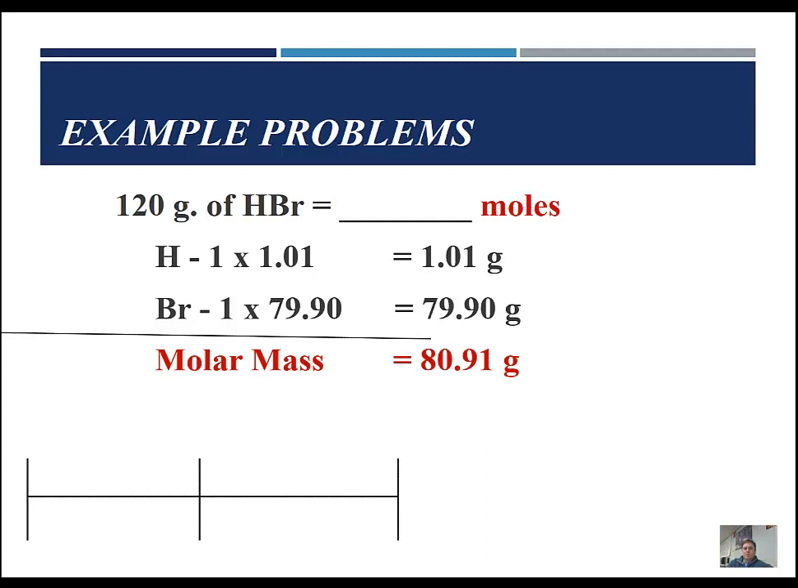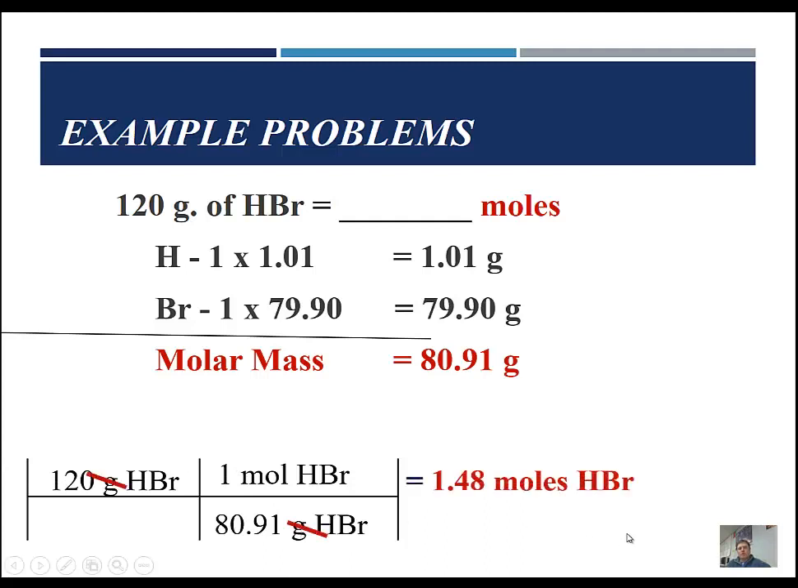So I'm going to create my dimensional analysis table. I always start in my first box with what I'm given, which was 120 grams. Now I want to get rid of grams, so grams are going to go on the bottom. I'm going to moles, and I know that 1 mole weighs 80.91 grams, so I'm going to put that in my last box. Now I multiply going across and divide on the bottom. So 120 times 1 divided by 80.91 will give me an answer, and we see my grams cancel out. I'm left with moles. So 120 grams of HBr is equal to 1.48 moles.